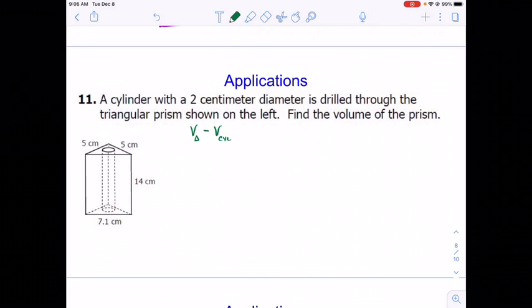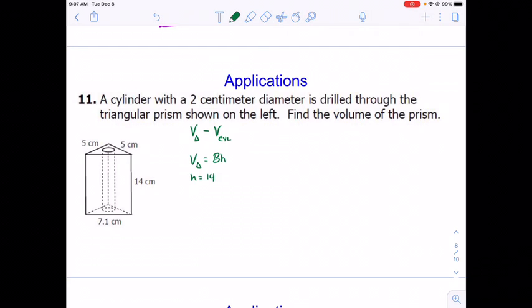And that's how we're going to approach this problem. So we need to find the volume of the triangular prism first, which we know is found by taking the area of the base times the height. The height of this is going to be 14. That's how far it is between the triangular faces, or bases here.